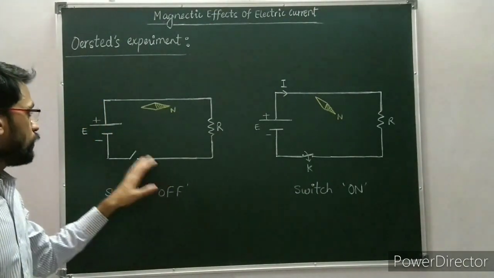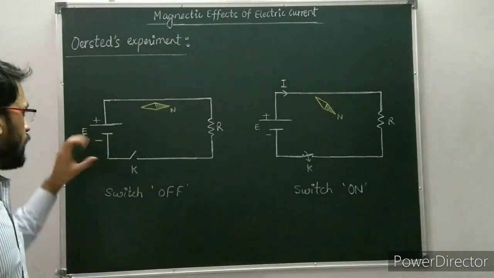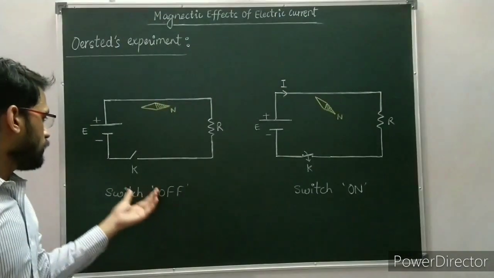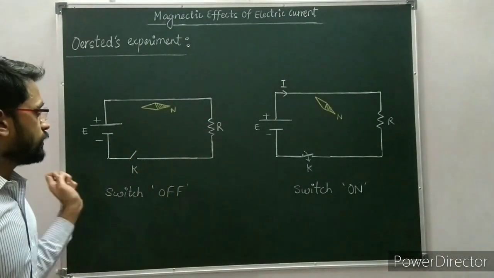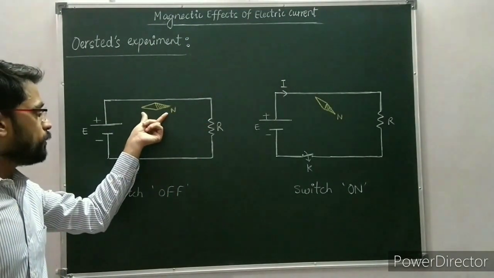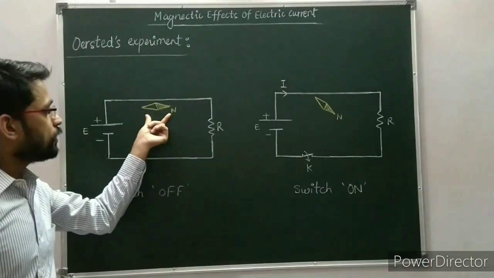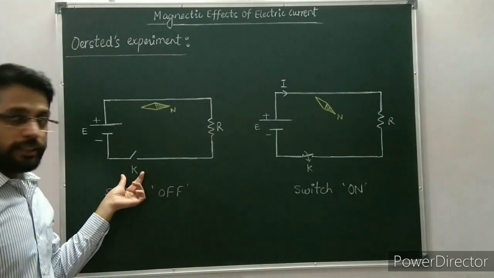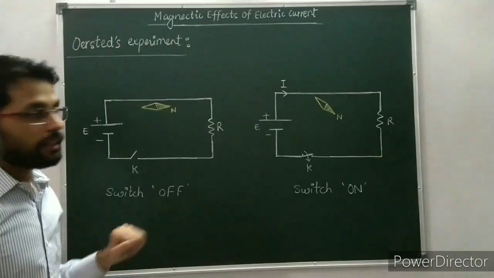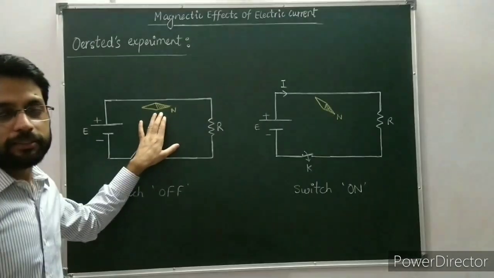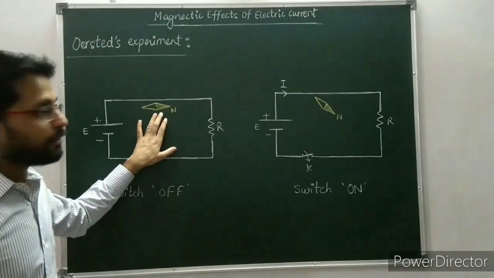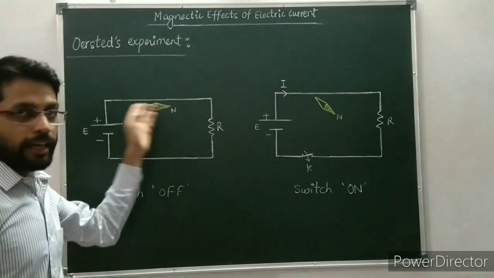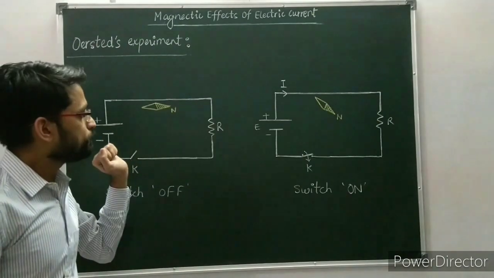In the diagram, we have a simple electric circuit having a power supply or a cell, a resistor, a switch, and connecting wires. And there is a magnetic needle kept just below the wire. In the off state of the switch, there is no current and there will be no deflection in the magnetic needle, and it points to the magnetic north and south of the earth.